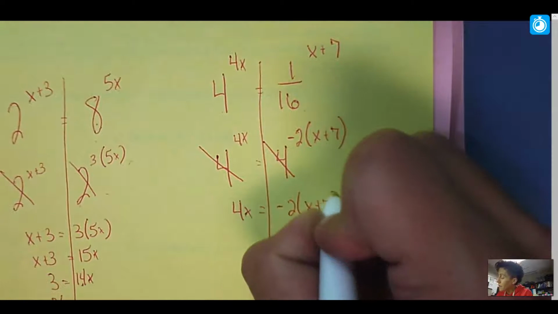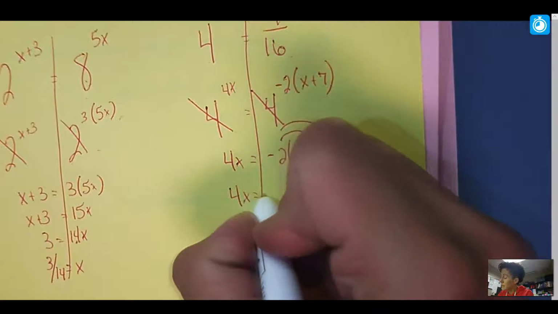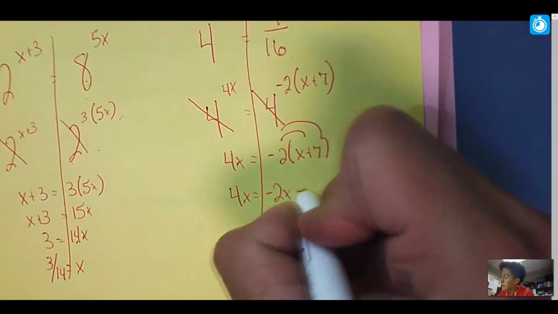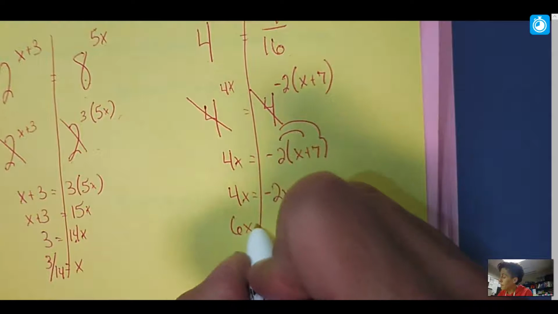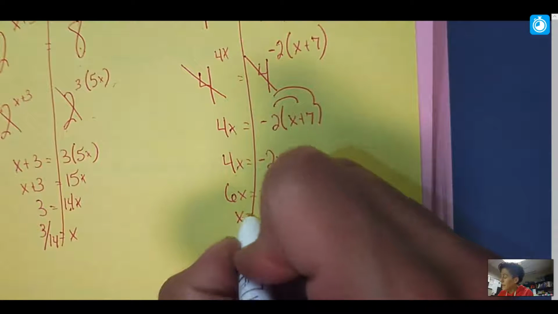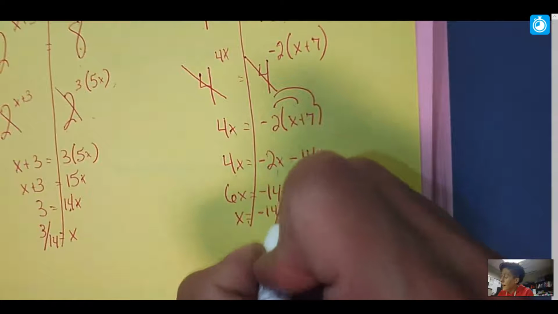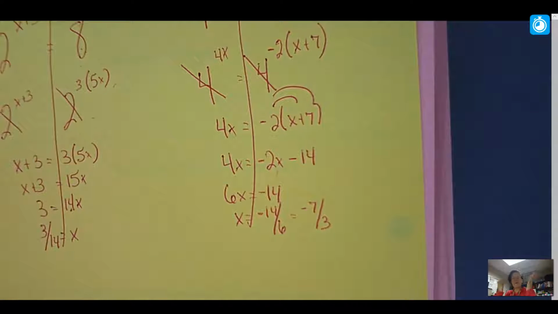So here to solve, first I would just distribute my negative 2 in. And then to solve for x, I'm going to add this 2x over. And now to solve for x, I'm going to divide by 6. And when I'm done, I get this fraction, which I could simplify if I want. I could turn it into a decimal. That doesn't really matter. Okay? So that's what we did.